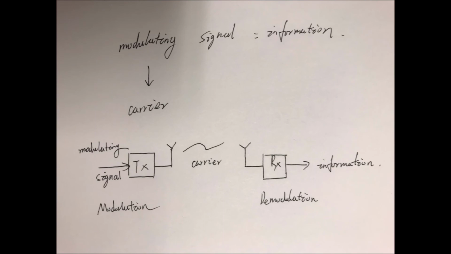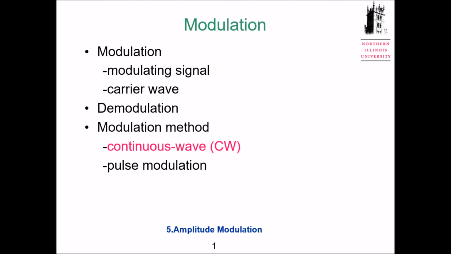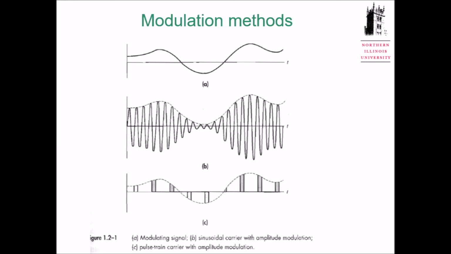So based on carrier, we divide them into two different categories. One called continuous wave, CW. Another one called pulse modulation. So we're going to show examples of what is continuous wave, what is pulse modulation. So both of them, they're pretty popular. And for this book, we focus more on continuous wave modulation. Pulse modulation is also very popular, but most likely used for digital signal communication.